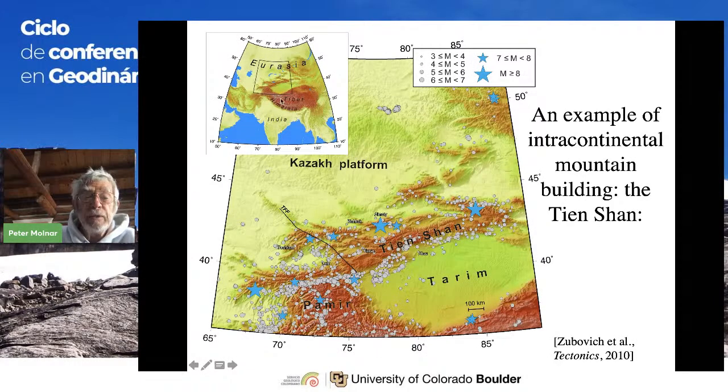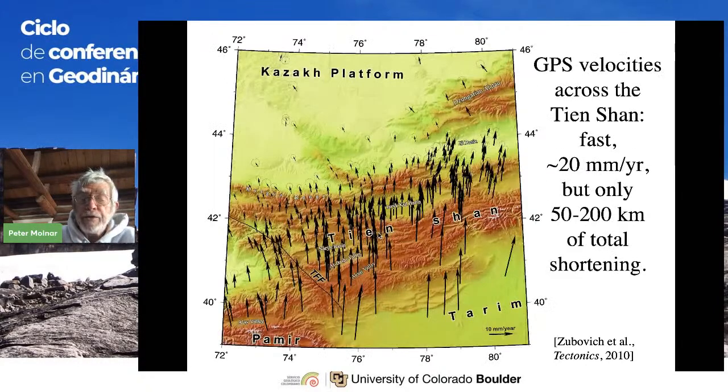This is in Asia. So India's here, Tibetan Plateau. Tian Shan is this belt coming across. There have been a number of magnitude 8 earthquakes in this region over the past 130 years. And GPS shows rapid shortening across here. GPS velocities across Tian Shan are fast, 20 millimeters a year, but there's not a lot of shortening in this region.